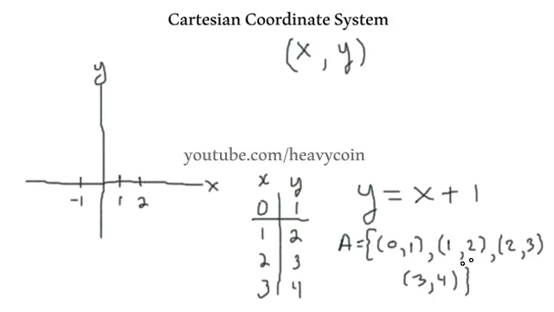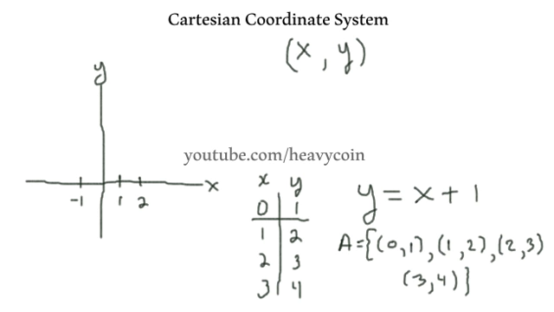Okay, so 1, 2, 3, 4. So I just selected some points. There's an infinite number of these points, especially if we're in the real number system. But we're just trying to get an idea maybe of what this graph looks like.